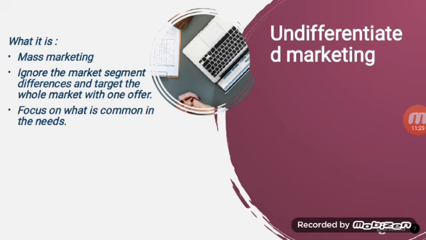Mostly undifferentiated marketing will be taken by businesses which produce consumer products. Example like Colgate. Colgate is a brand, toothpaste is a product. So when you take toothpaste, if you look at a toothpaste company, they don't choose a particular market segment to sell their product. Instead, they just target the whole market with just one offer, which means you ignore the market segmentation totally.